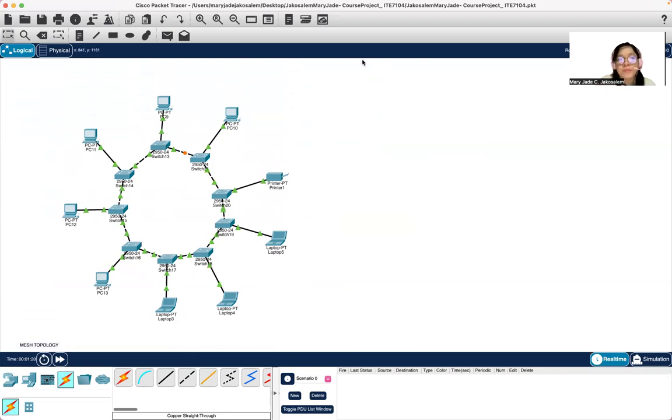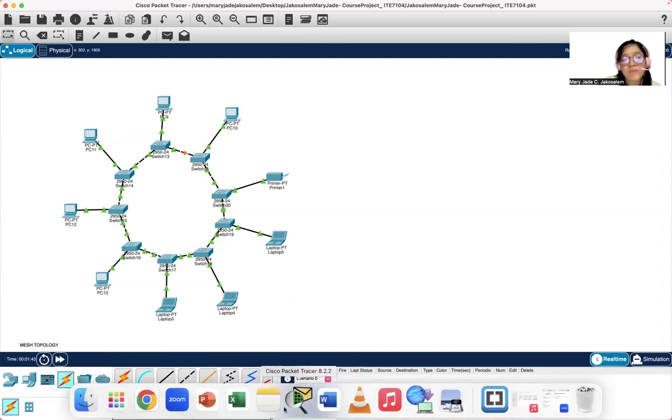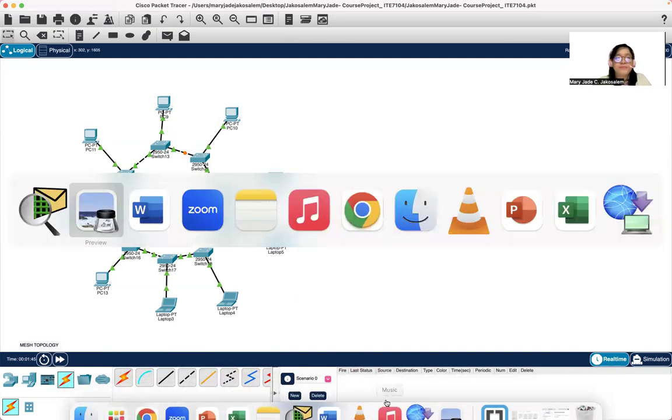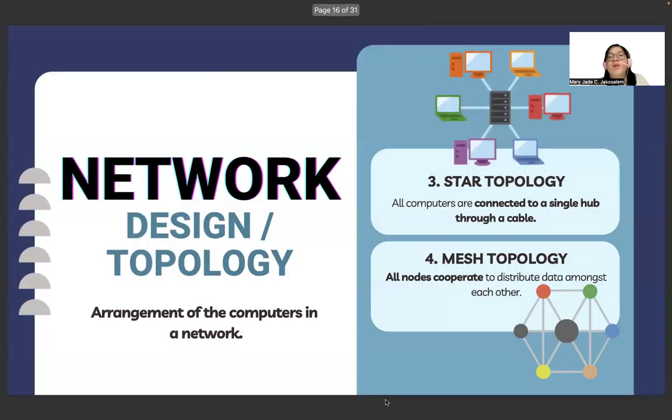Okay. So if you can see, the end devices are also in the form of a ring because a ring is a circle, right? So the first end device is connected to the last end device. So that's a ring topology.